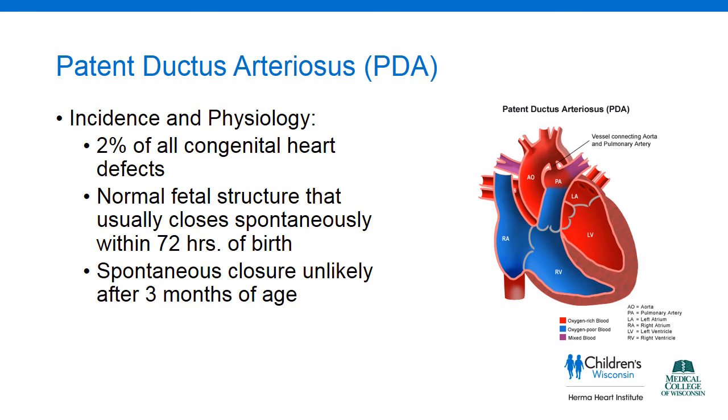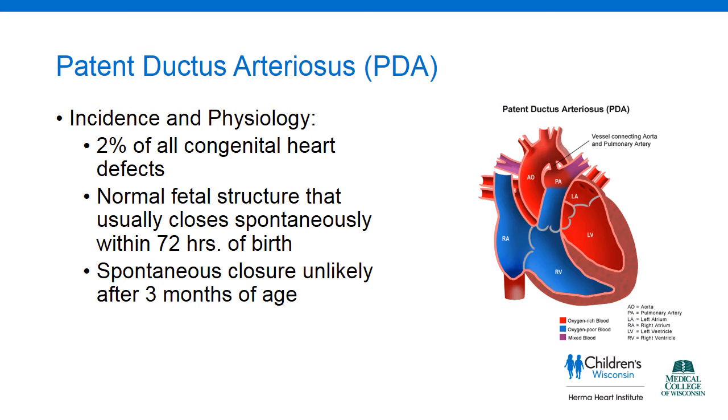Let's move on to patent ductus arteriosus. This is also a very common lesion that we see. It occurs in about 2% of all congenital heart defects. It is a normal fetal structure, so it's something that we all need in utero, but it usually closes spontaneously within the first 72 hours after birth.